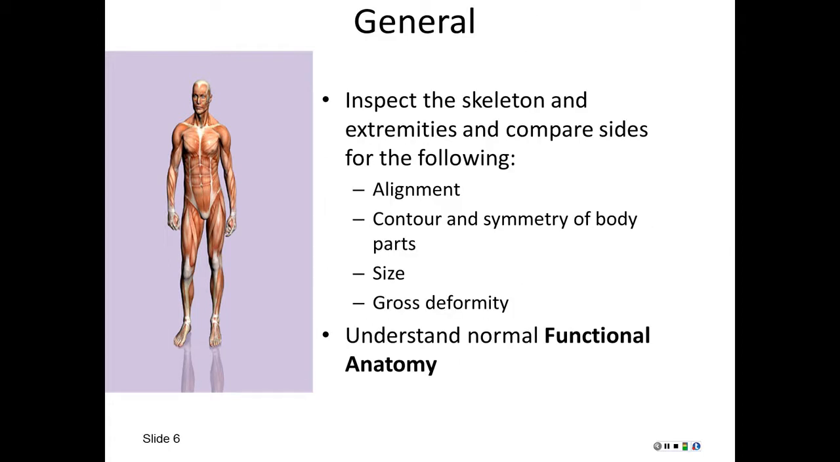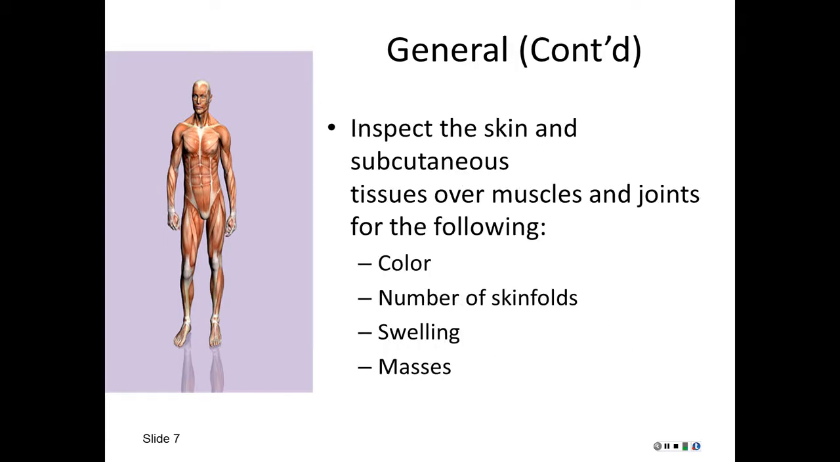So let's start the physical exam. First, you're going to inspect the skeleton and extremities and compare sides for alignment, contours, symmetry, size, and any kind of gross deformities where it's not symmetrical. Understanding normal functional anatomy is essential for this to happen.